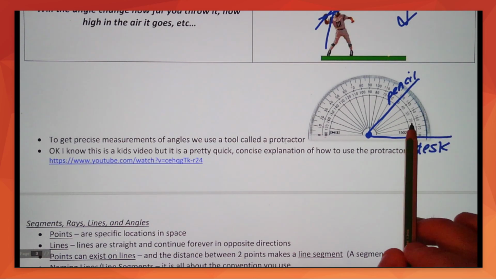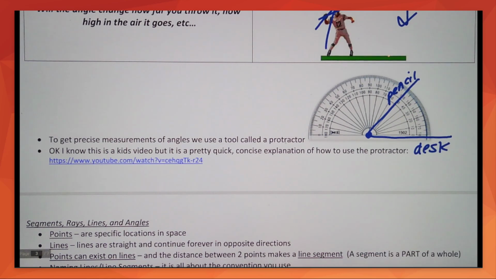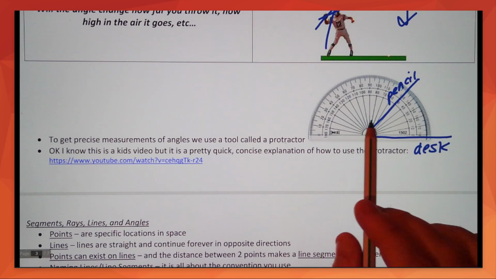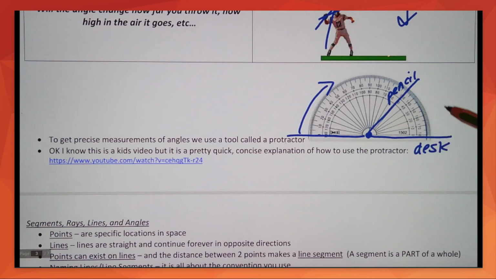Now, you might be saying, why does it have 2 measurements for every point you stop at? And it does because you could go from both sides. You could start your measurement on this side, and then you would count in this direction. But we started on this side, so we're counting from this direction. So we're going to start always at 0. Okay, so that's a protractor.